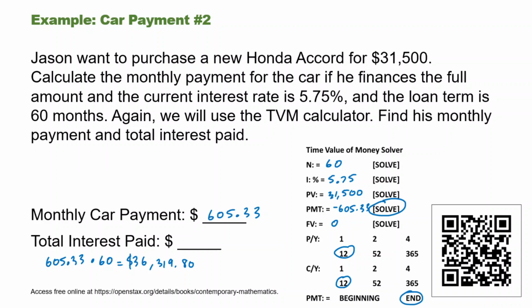So the interest will be not the future value, but the total amount paid. In the past, we used future value for that, but we had to calculate it. So the total amount paid minus the amount that was borrowed, that present value. If we take 36,319.80 and subtract 31,500, that means the total amount of interest that has been paid is $4,819.80.